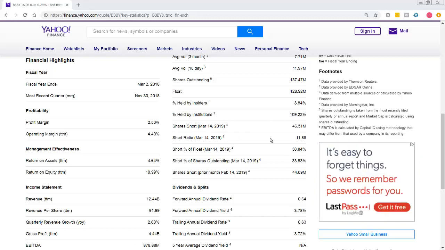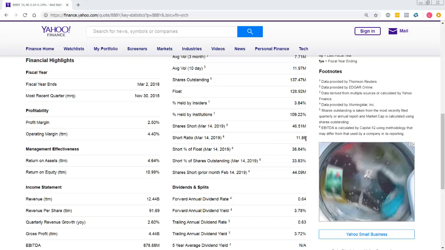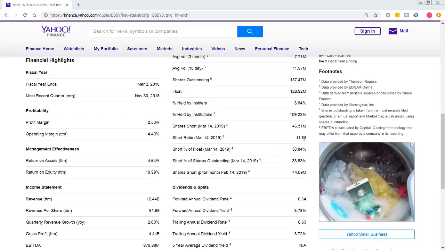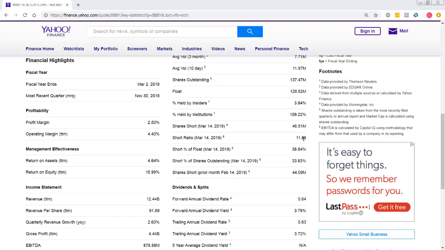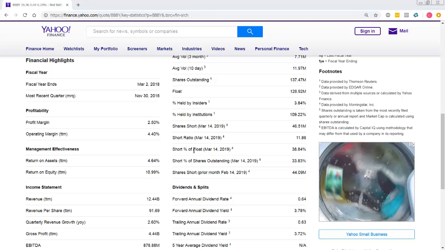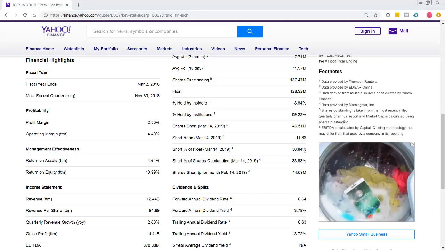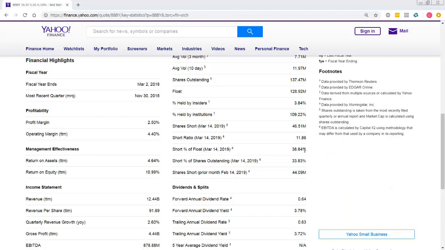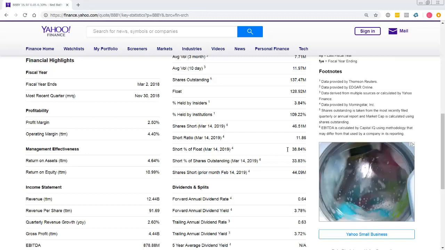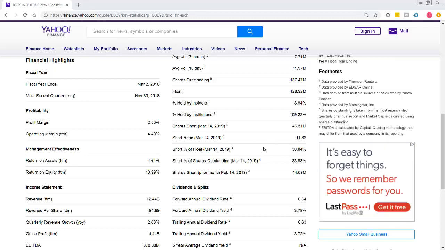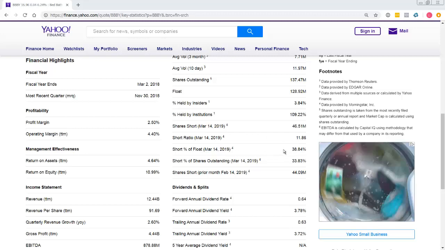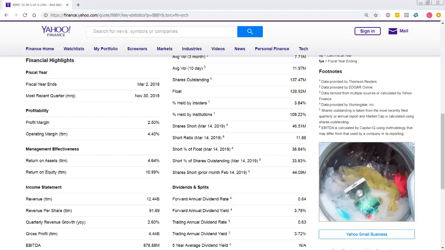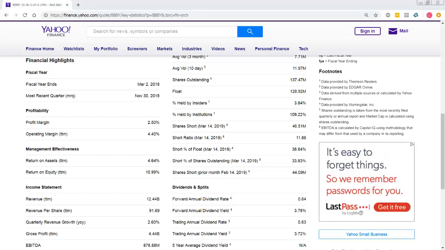So that short ratio is 11.86%, whereas in the Apple example, that short ratio was only 3.47%, and then short percent of float is 38.84%, and in the Apple example, it was 2.05%. So you can see the huge difference. And when you get a lot of shorts in here and there's not enough to cover, you can get what we call a short spike or short squeeze. And that's exactly what happened to Bed Bath & Beyond in the last couple of days.